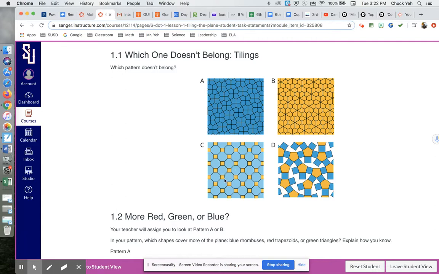C, is C tiled? Yes, C is tiled. Okay, what about D? Is D tiled? No, D is not tiled because there's missing space. There's gaps right here. That's why there's white. Okay, so these are gaps. So D is not tiled, but A, B, and C are tiled.